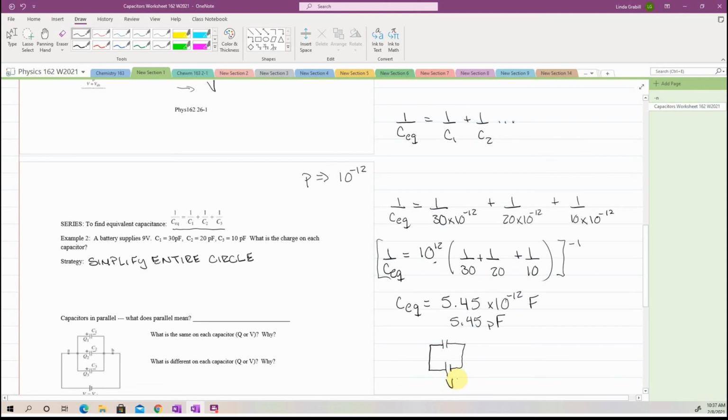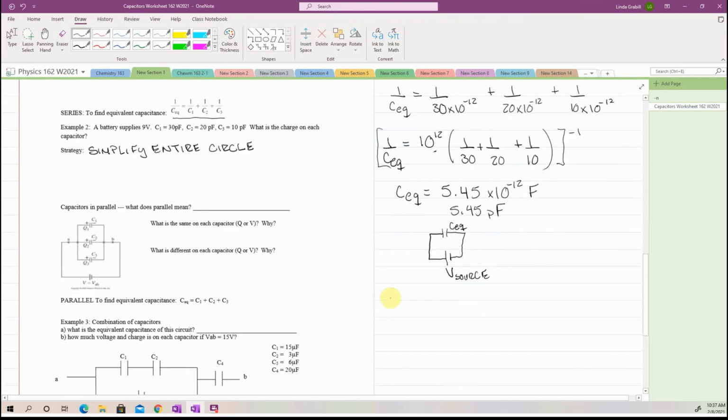So what I want to do is use my voltage source. This would be my source, need an E there. And this would be my CEQ, my equivalent capacitor. That will let me solve for my charge. So remember, we defined our capacitance equals Q over V. So capacitance times my voltage from the source will equal the amount of charge that can go on the system.